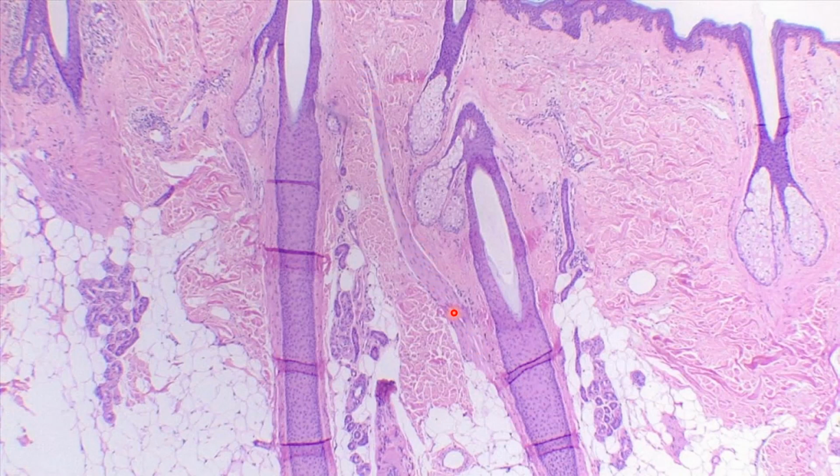This is an Erector Pili muscle. The Erector Pili muscle is smooth muscle that actually pulls on the hair to allow it to stand up when you have things like goosebumps and it gets too cold.